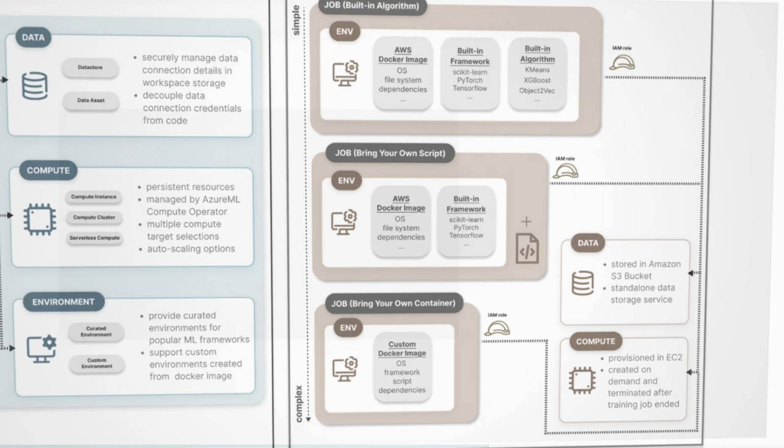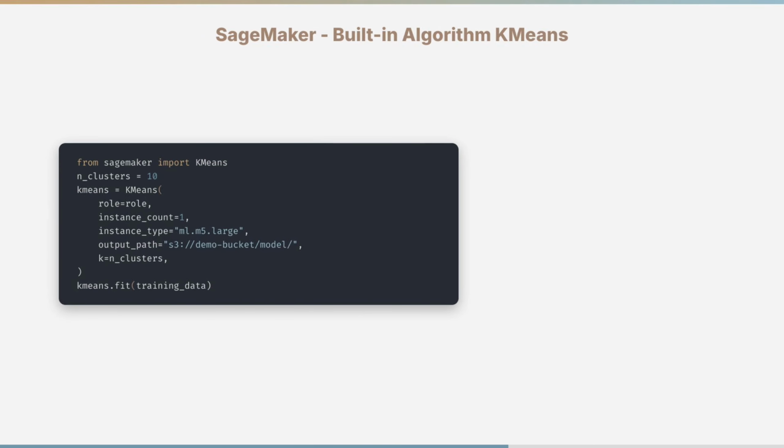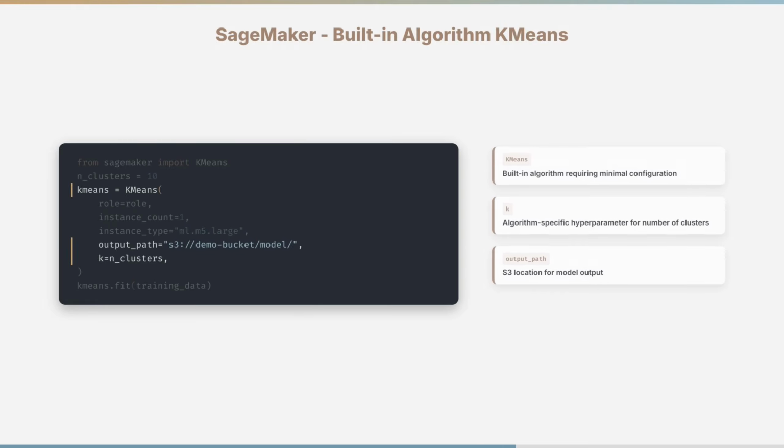Built-in algorithms are the option with the least amount of effort for developers to train and deploy machine learning models at scale in AWS SageMaker. Azure currently does not offer an equivalent built-in algorithm approach using Python SDK.